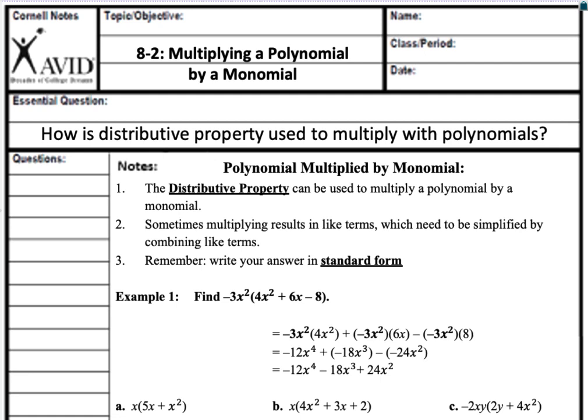All right, last lesson was on adding polynomials. Now we're going to start to multiply polynomials together. So we're going to start by multiplying by a monomial, meaning a one-term polynomial. So the multiplication is going to be by just one thing. Could be something simple, could be something a little bit bigger, but it's just one term.